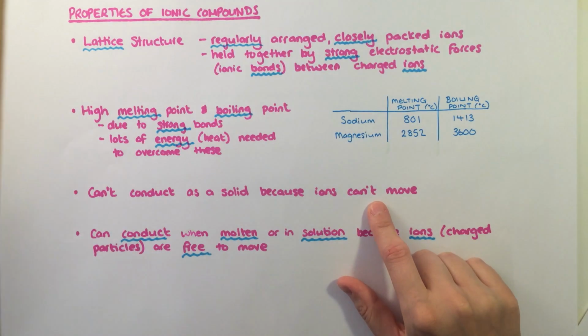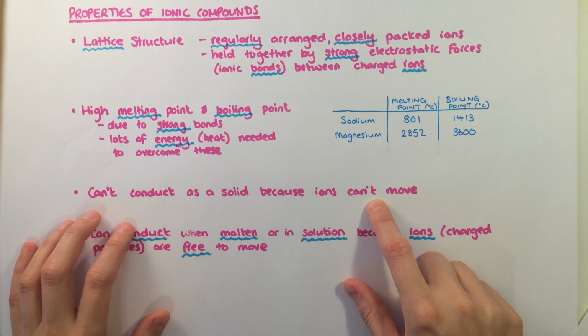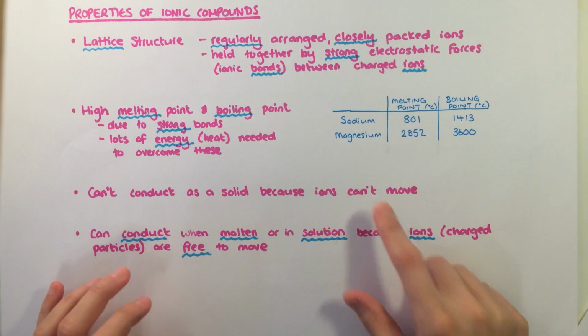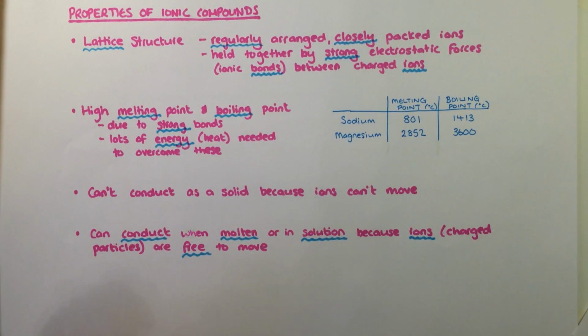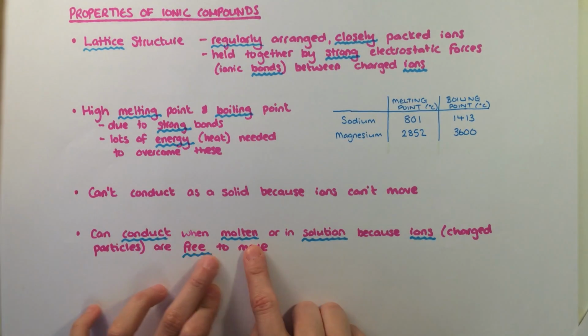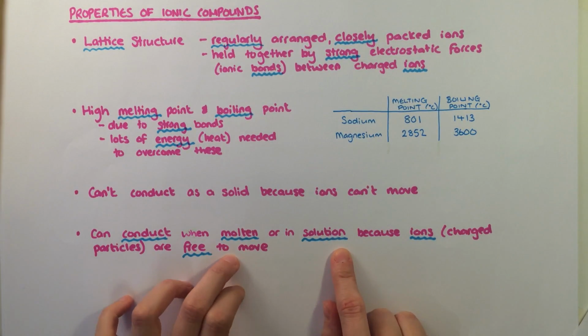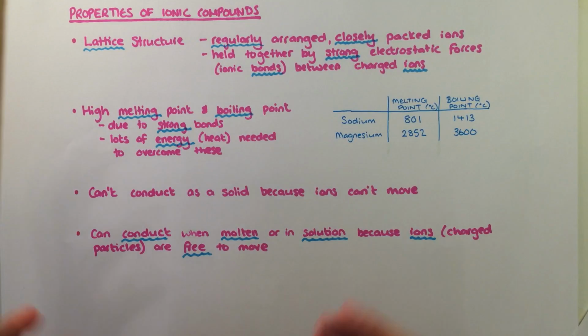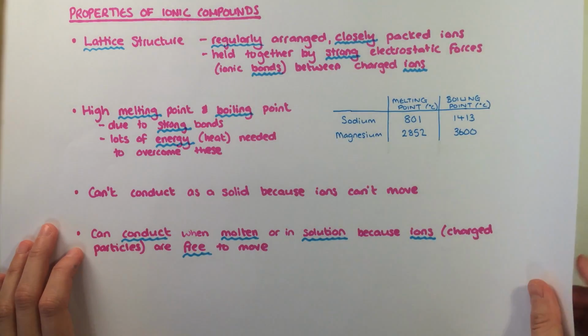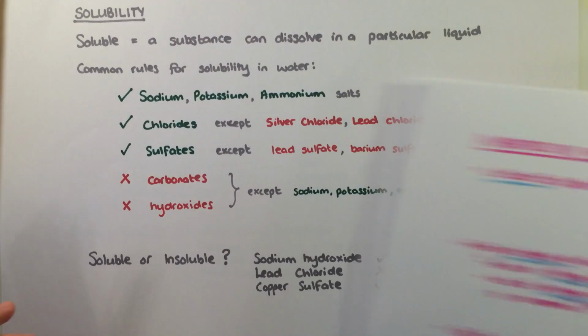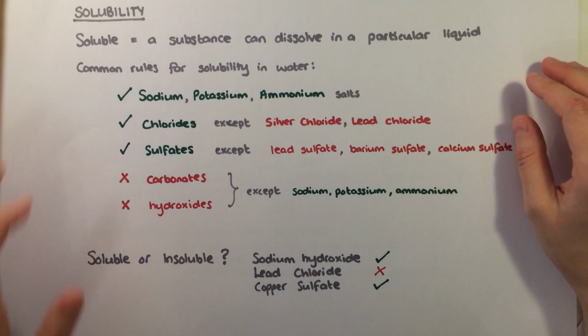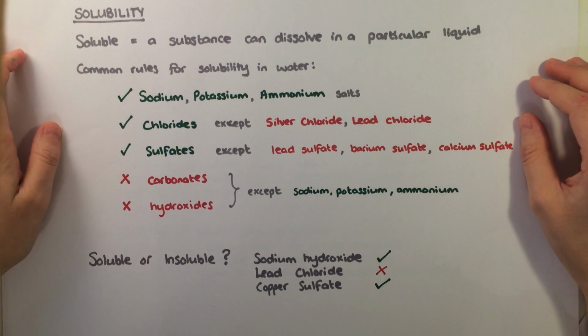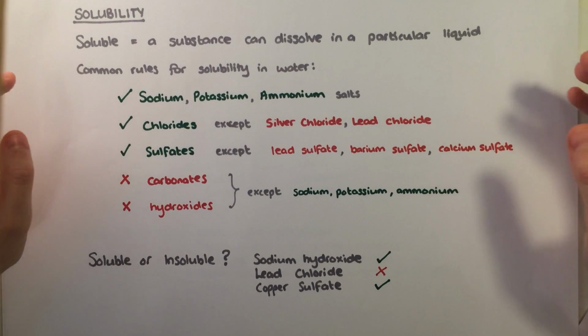Ionic compounds do not conduct electricity because the charged ions are not free to move in a solid state. However, if they're in a molten state or in solution, these ions can now move, which is what an electric current is. Solubility. A soluble substance is one that can dissolve in a particular liquid.